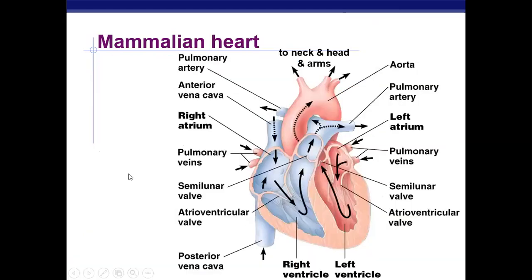So here's a view of the mammalian heart with all of the parts of the heart there. So make sure you get those also in your drawing. I want all those areas of the heart. And then also show the blood flow in the heart as well.